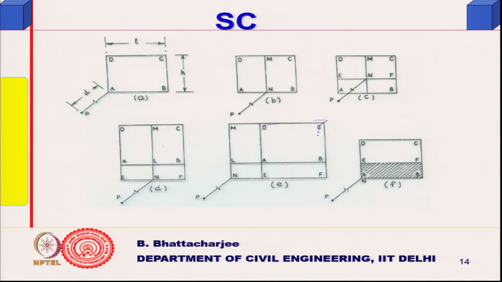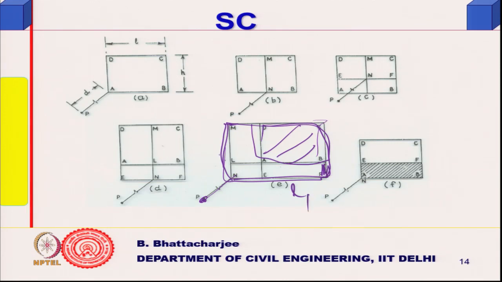ABCD is my window, right, this is my window and my work plane point of interest is here. So, what do I do? I draw a normal passing from the point touching the wall, then I extend this up to the window end, up to the window height, and this is my L1, this is my H1, let us say.